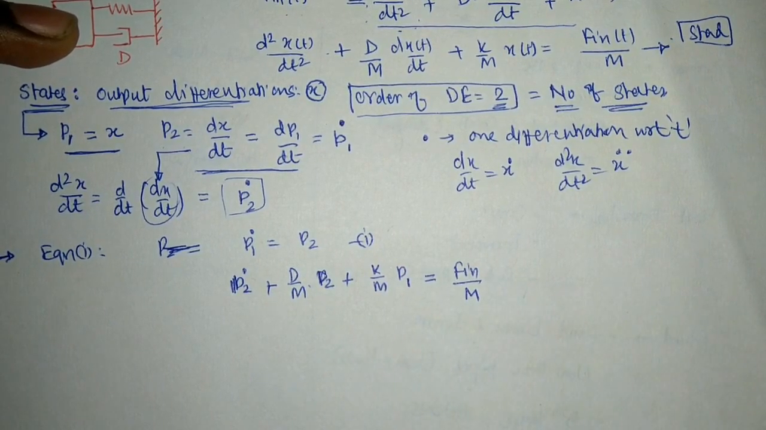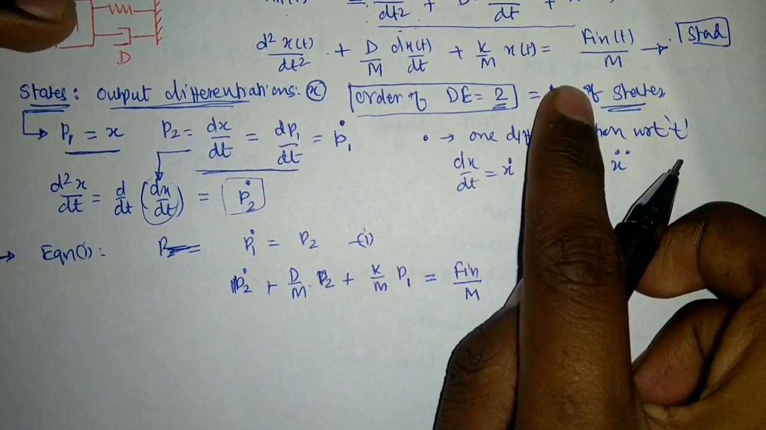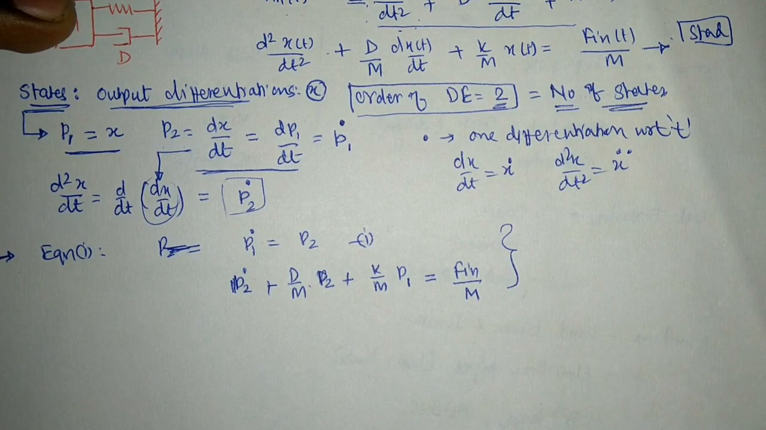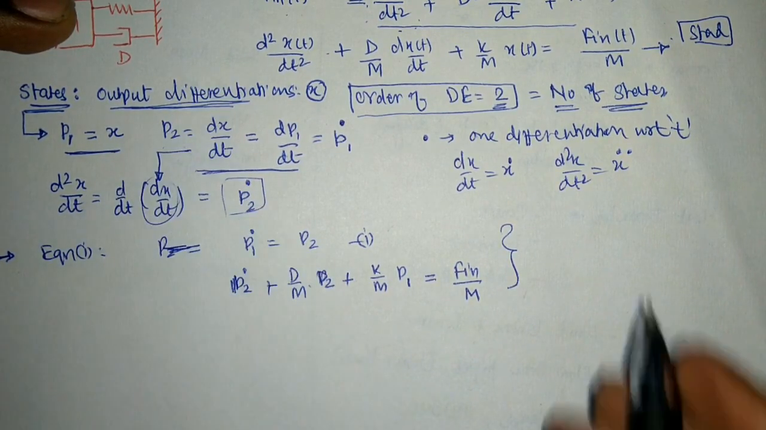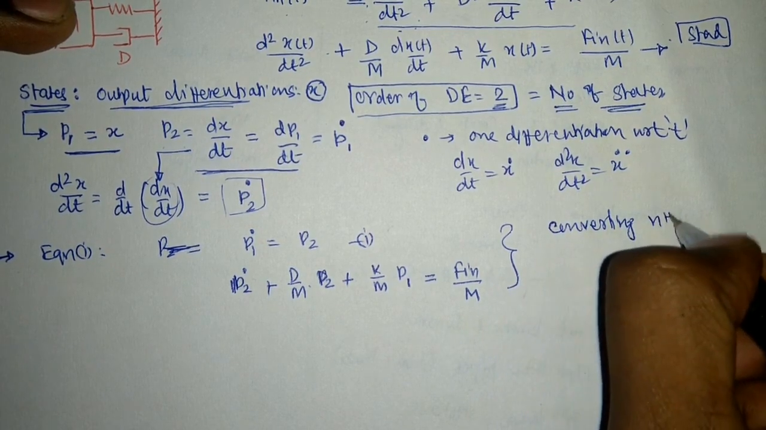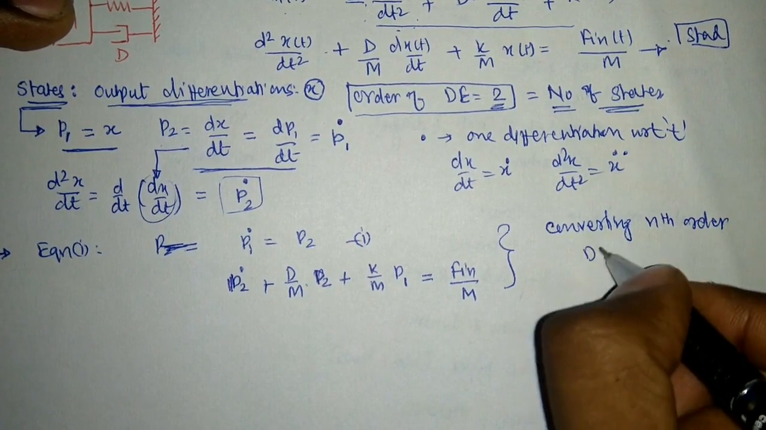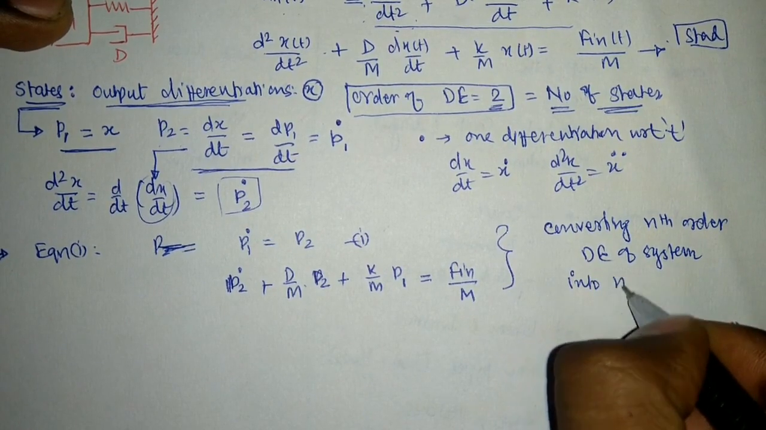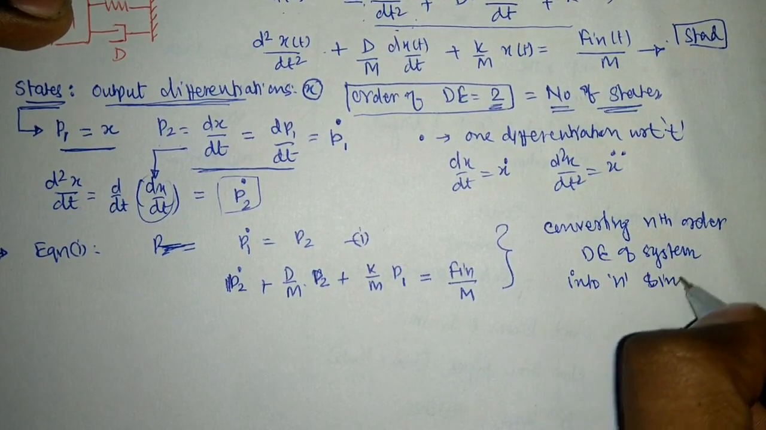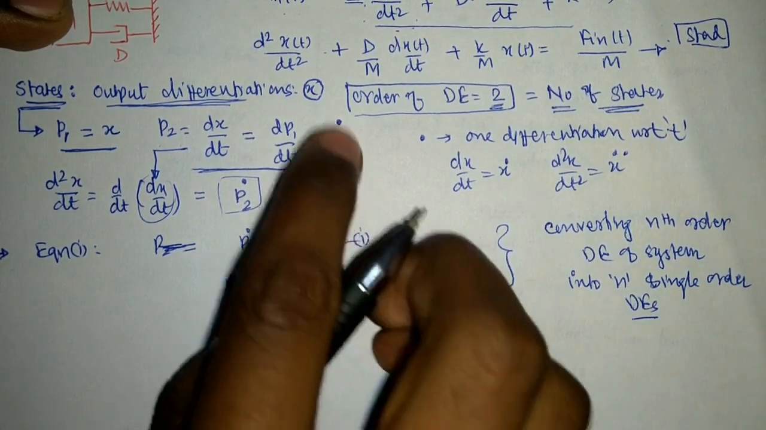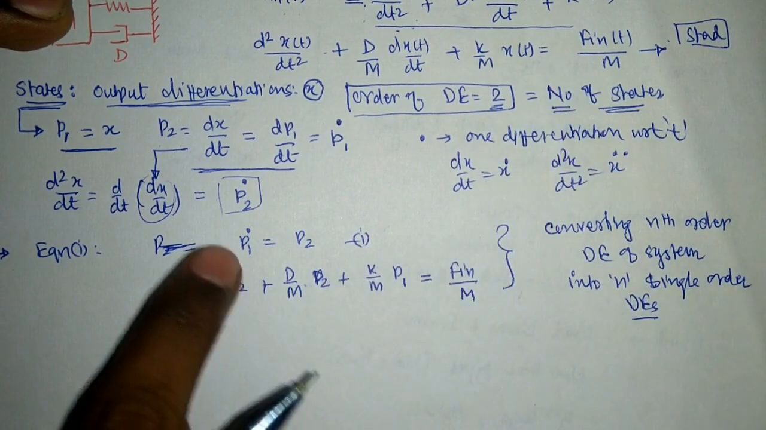So what I have done here, I have converted my second order differential equation into two first order equations. So there are two first order equations which have been derived from our second order equation. What we are doing here is converting an nth order differential equation of a system into n single order DEs. So there was a second order differential equation and we converted that into two single order equations. Now I can write the matrix representation here.